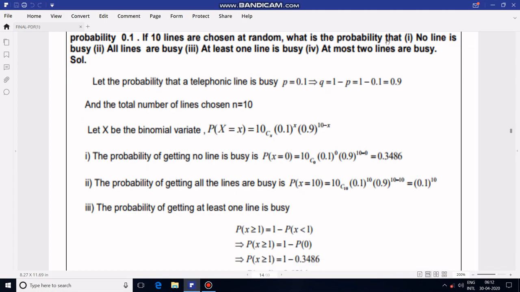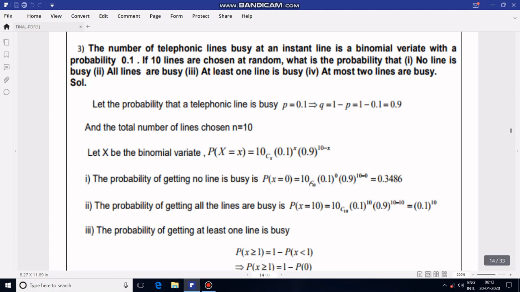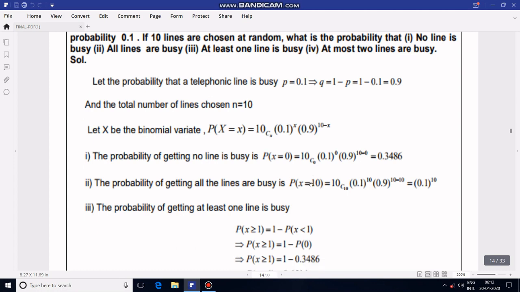Next, here we have chosen totally 10 lines at random. That means here small n is equal to 10. Now let us consider the standard formula for p of x in binomial probability distribution, that is p of x equals nCx p raised to x q raised to n minus x. In this formula, let us substitute for n, p and q. We get p of x in terms of x. Call it equation 1.